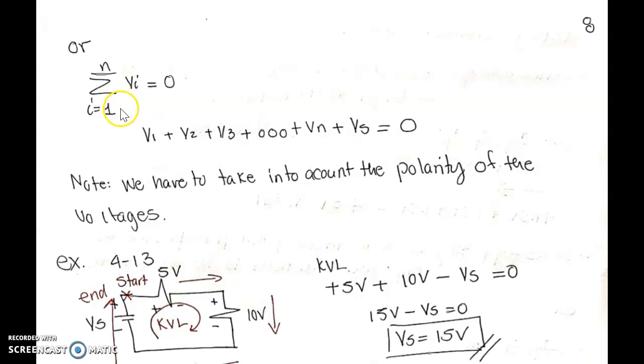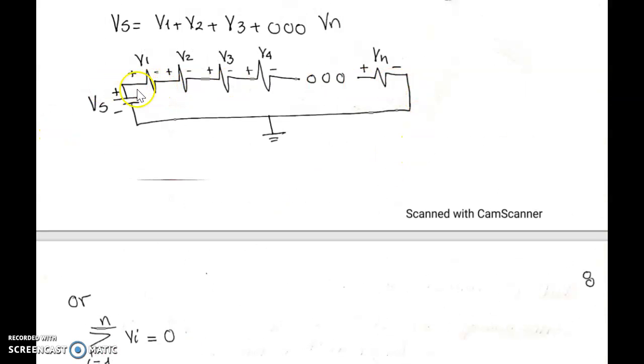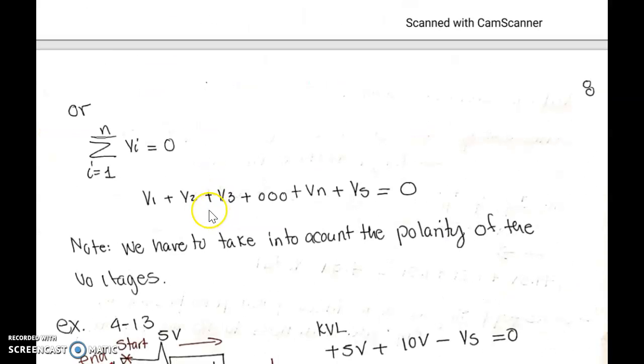Or we can say that the summation across all the loops is equal to 0. The summation of all the voltages across the loop is equal to 0. So we have V1, V2, V3, Vn plus V source is equal to 0.